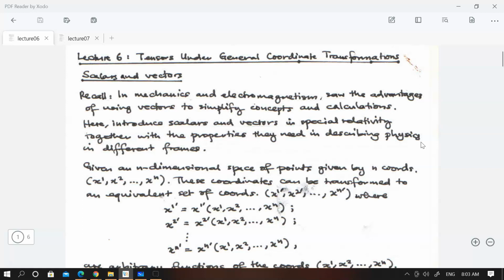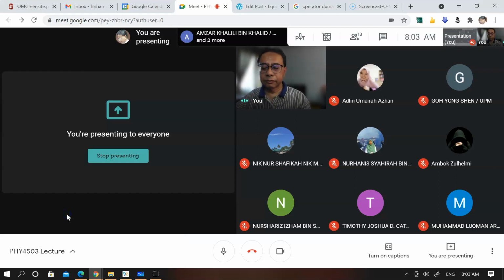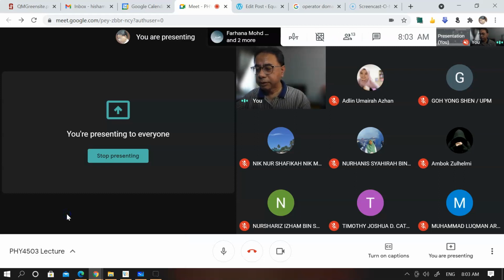I'm pretty sure you have come across tensors at least in mathematical physics. But we are going to go through them again because there are some peculiarities with tensors in general relativity. Okay, because it corresponds to a different geometry from the ones that you probably have seen in mathematical physics.